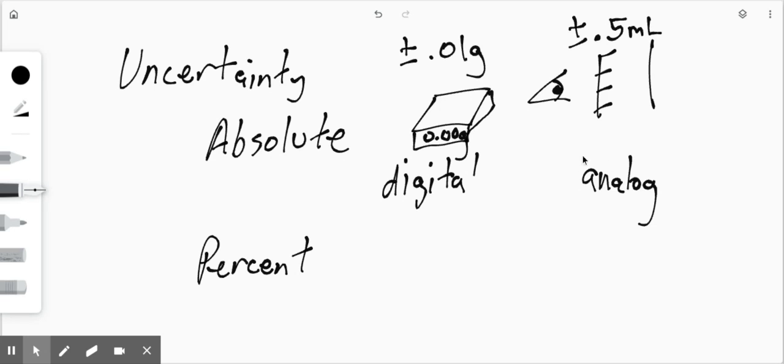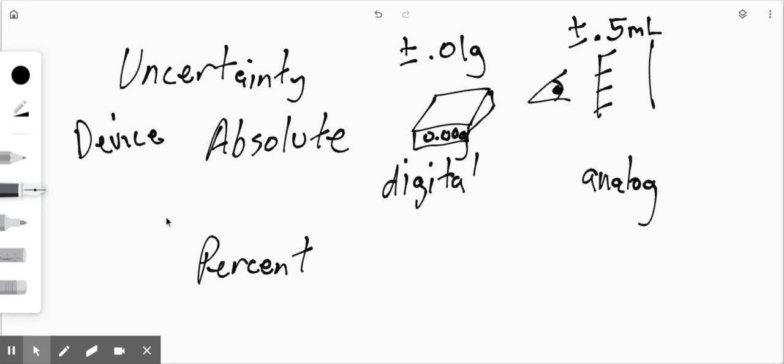This is the way it is. For every piece of digital equipment, it's the smallest increment. For every piece of analog equipment, it's half of the smallest increment. And that's it. So absolute uncertainty has to do with the device. We don't have to make a measurement. All we have to do is look at the device and find this information out.